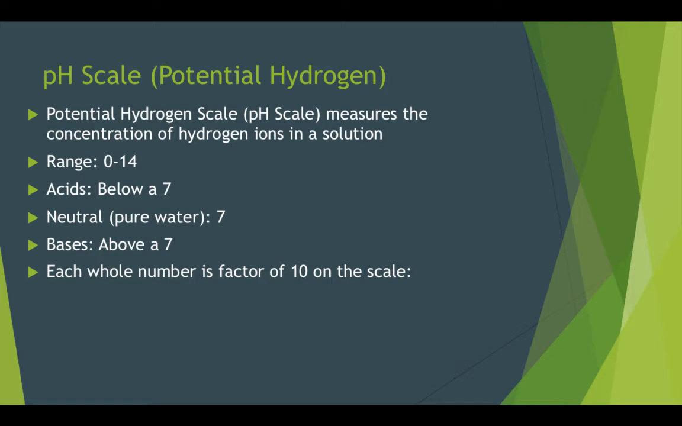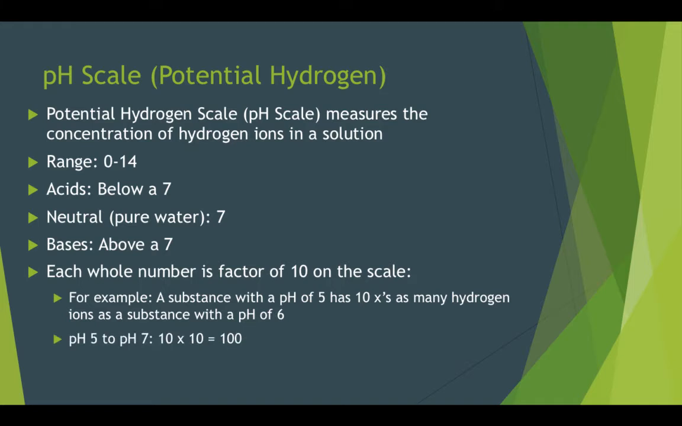Another thing about the pH scale is each whole number is a factor of 10. So if we're moving from 5 to 7, we have to take 10 times 10, and we're actually moving up 100. Okay, so each number on the pH scale is a factor of 10. So 5 to 6, it's 10 times as many hydrogen ions are present. So when we're moving from 5 to 7, now we have 100 times as many hydrogen ions present within the substance.